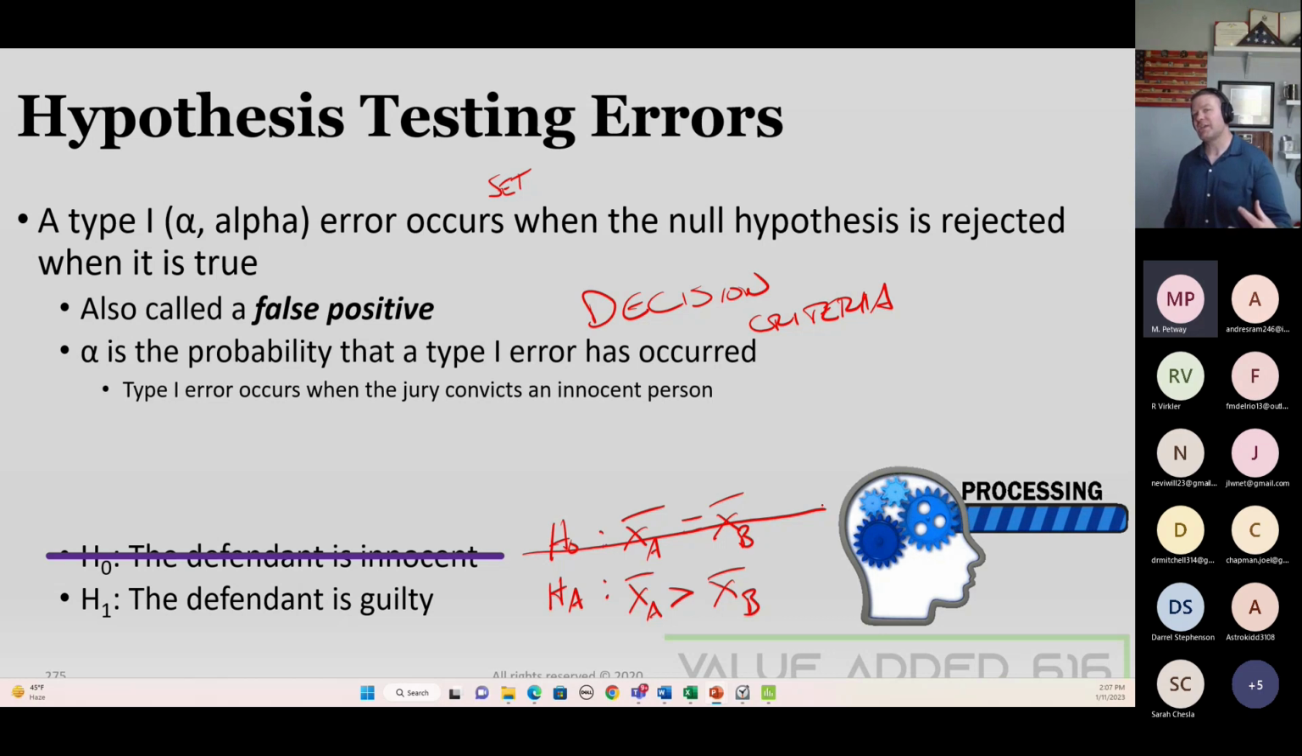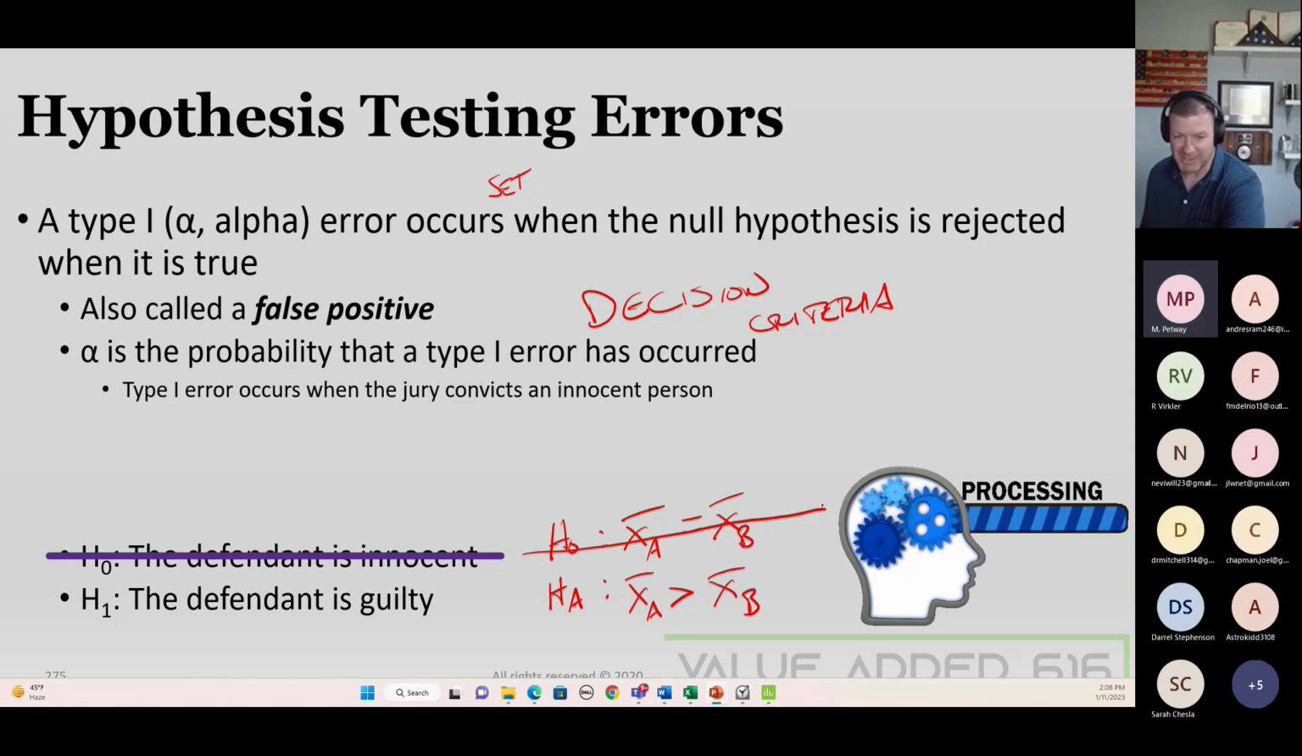So when I keep saying there's a chance you might be wrong and you have to accept that, that's what I mean. You might reject the null when you shouldn't have. Pause. That's why I do the little processing thing. Remember, you're not tested on green on a lot of this stuff. It's just black. So I just want you to sit back, relax, and enjoy this.